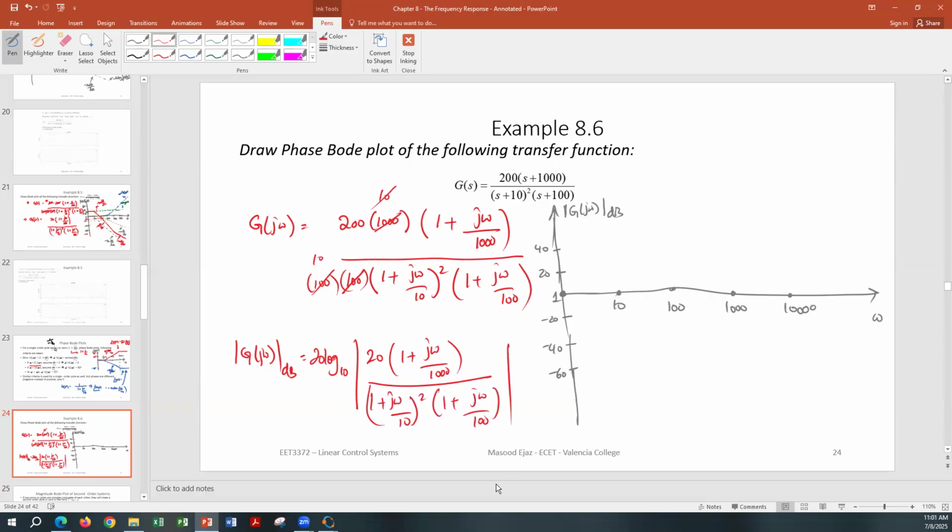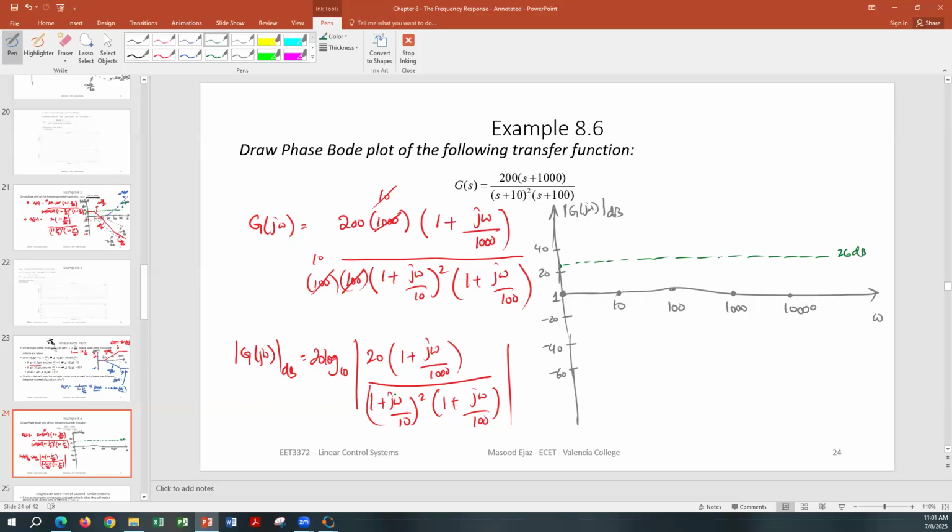All right, so what is the magnitude of 20 log 10 20? What is that value? Who's going to tell me? How much? 26. Okay, so let's go and draw a line at 26. Let's do it with green color. Let's say 26 is somewhere here. So that's going to be the constant 26 decibel, corresponding to 20 log 10 of 20.